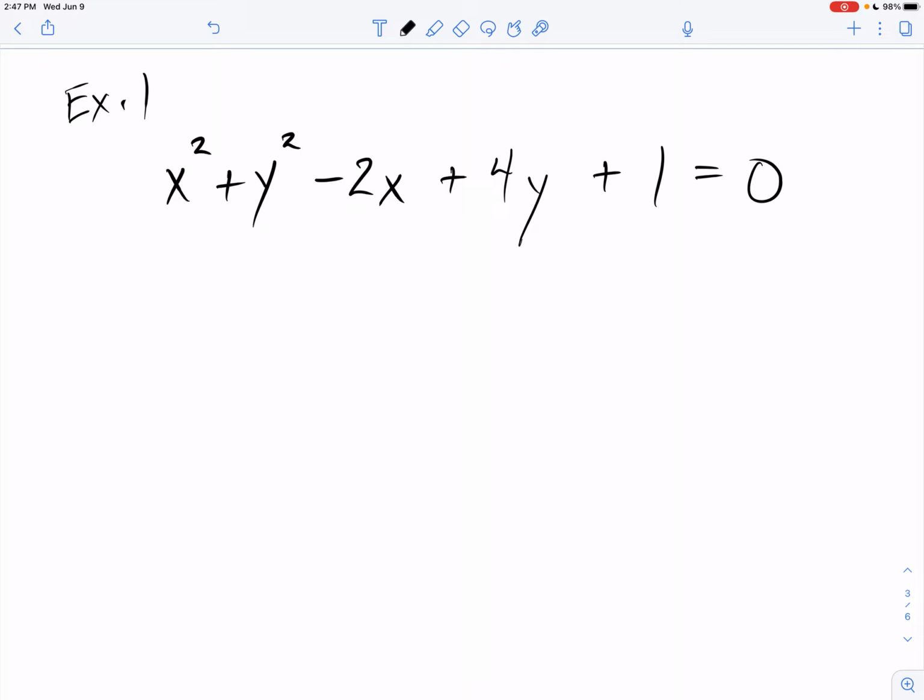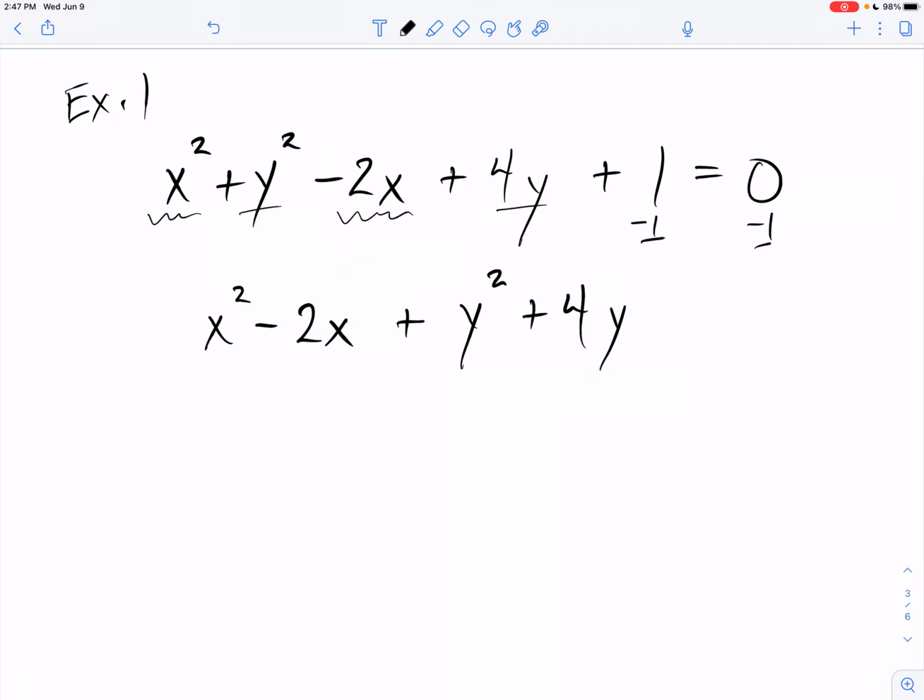So let's do it. First things first, I want to pair up the x information. So I'm going to rewrite this slightly and put these terms together. Similarly, I'm going to put the y information together, so plus y squared plus 4y. Then I'm going to subtract the 1 and move it to the other side. The reason I'm doing that is, remember, I'm trying to get x stuff squared plus y stuff squared equals some number I don't know over here.